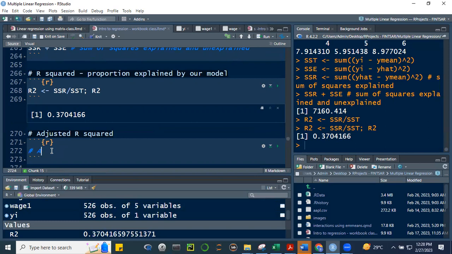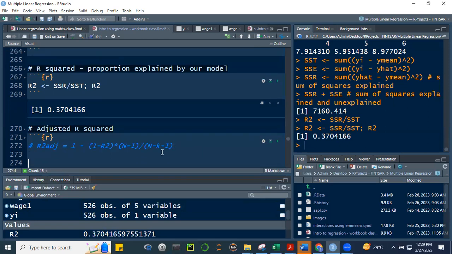Lagyan na natin dito, I'll call it R squared adjusted na lang, no? And the formula for that is, pinapenalize natin yung 1 minus R squared. I'm just writing the formula. And then times n minus 1, and then divided by n minus k minus 1. All right. So ito class yung formula for adjusted R squared.